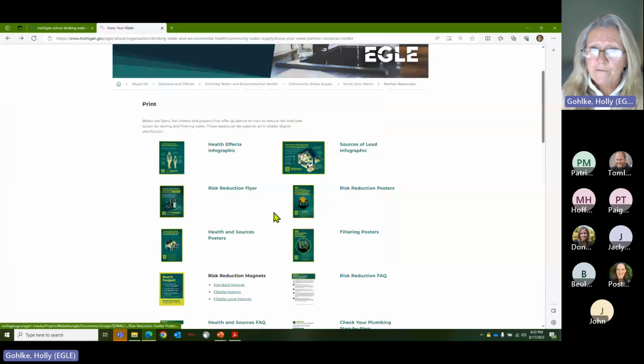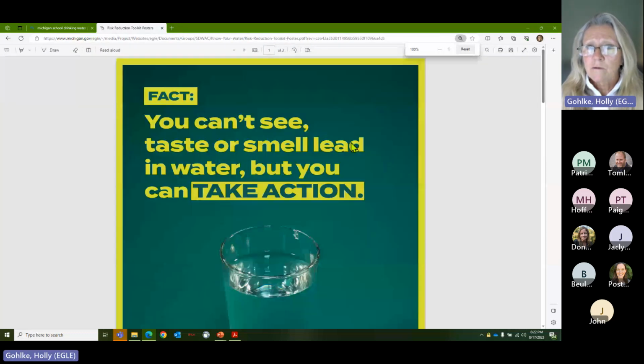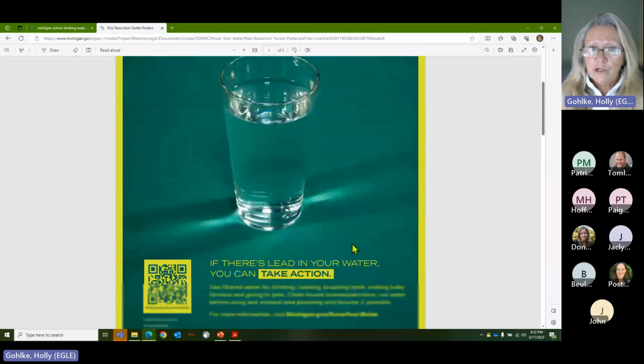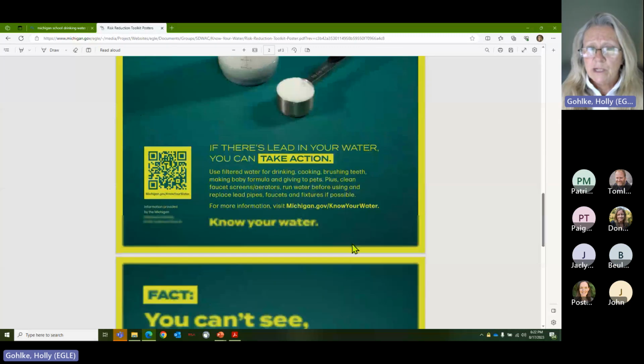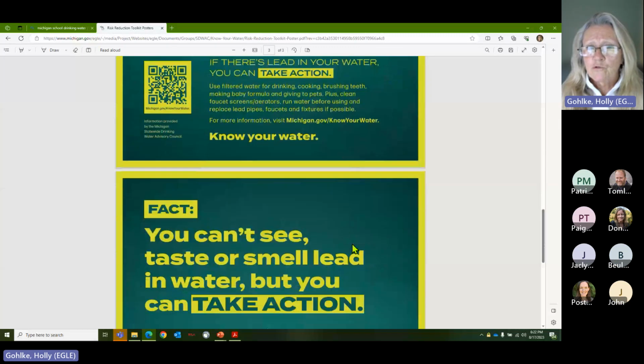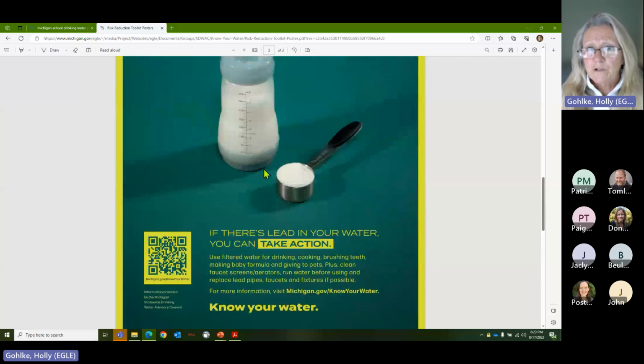So there's just a lot of different handouts. Some of them you can use, or schools could use too. Risk reduction posters. There we go. The school could use these types of posters, especially in their rooms where they have childcare, or infants where they're possibly mixing formula.